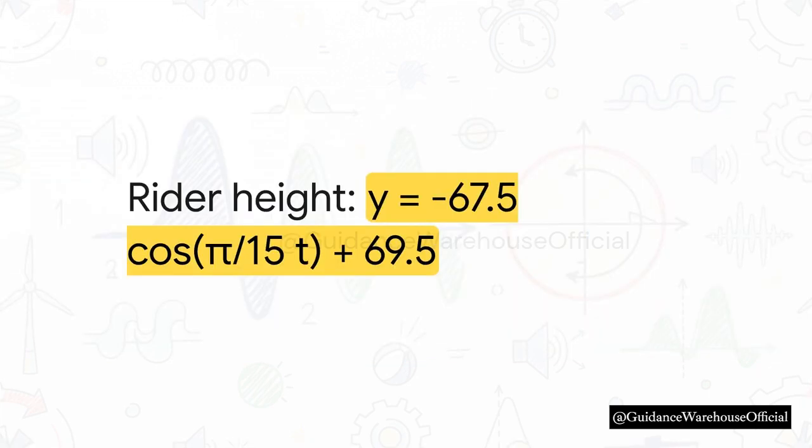And here is the beautiful result. The height of any rider at any given minute, t, is perfectly modeled by this equation. Y equals negative 67.5 times the cosine of pi over 15 times t, plus 69.5. With this single line of math, you know exactly where that passenger is at minute 7, minute 14, or minute 29. It's almost like magic, but it's just math.